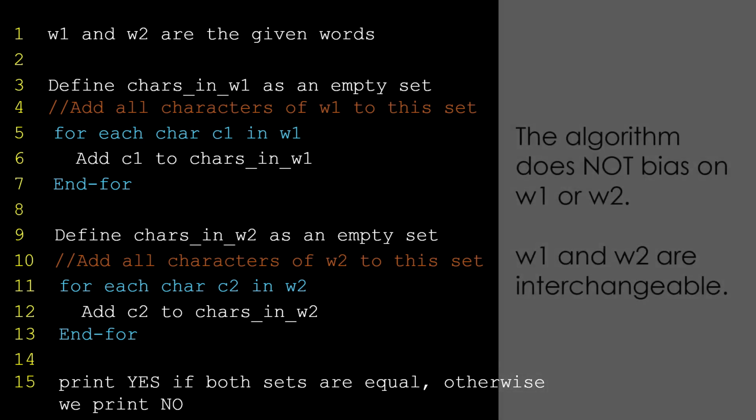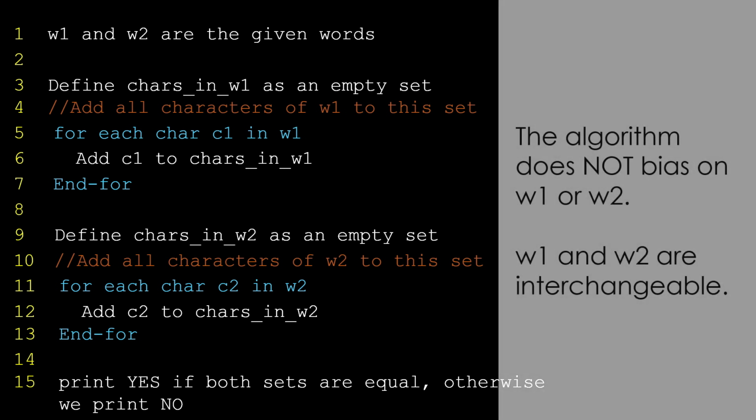This algorithm also does not bias on W1 or W2. What we mean by this is that the algorithm is the same if we interchange W1 and W2. This gives us the confidence that when we compare cat and catch, it will not matter whether W1 is cat or catch. Now we write the algorithm in working code using Python.